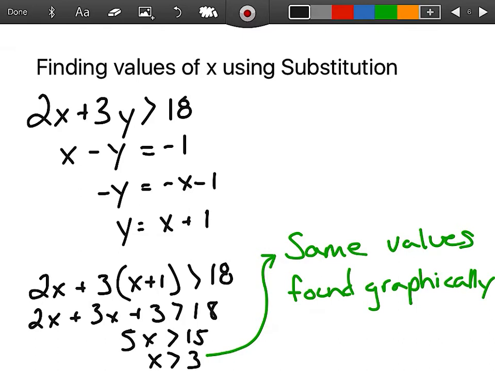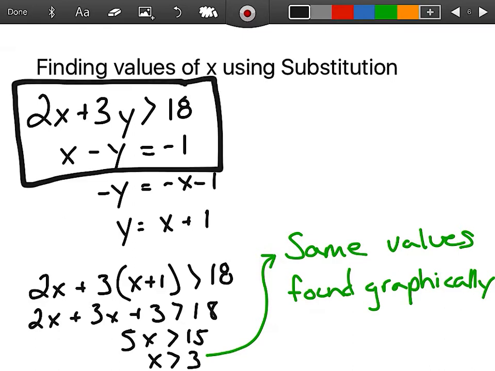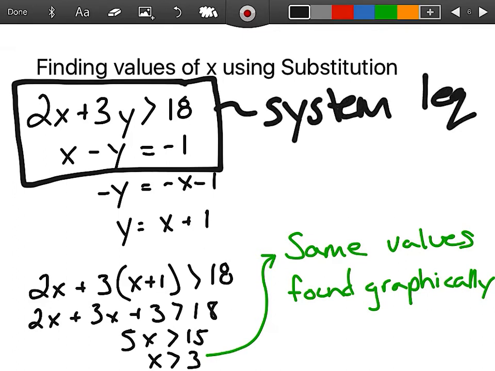And we can also do this using substitution. Now, I showed you how to do this graphically. Now let's do it using substitution. So here are your original two equations. This is your system. So we call this a system. So it is one equation and one inequality.